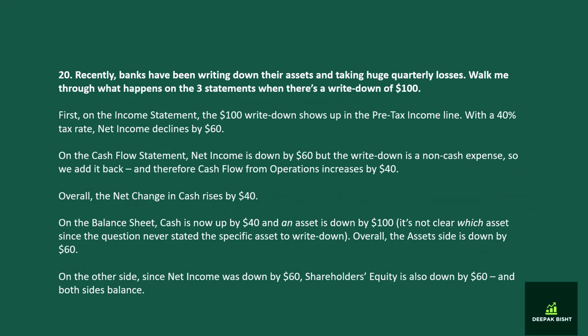Let's talk about question number 20. Recently, banks have been writing down assets and taking huge quarterly losses. Walk me through what happens on the three statements when there's a write down of $100. So we have seen these kinds of questions earlier also. First, on the income statement, a $100 write down means the pre-tax income line goes down by $100. At a 40% tax rate, net income will decline by $60.